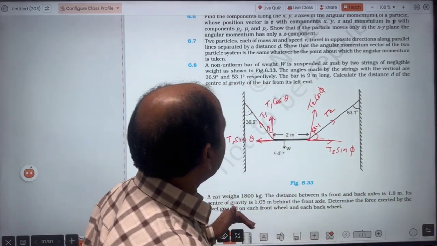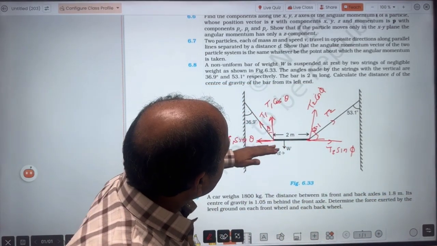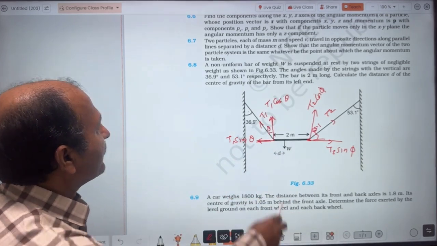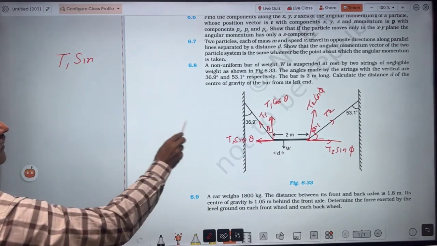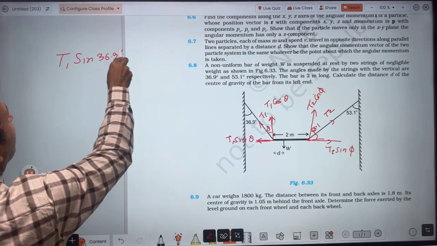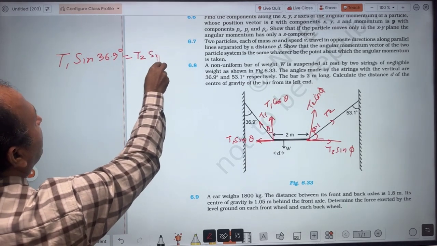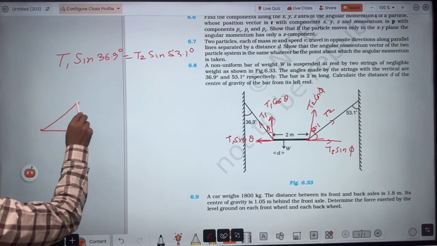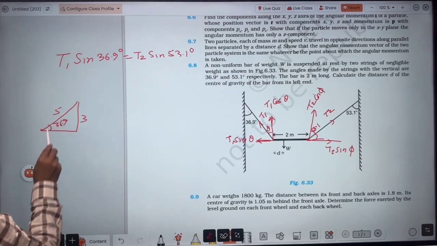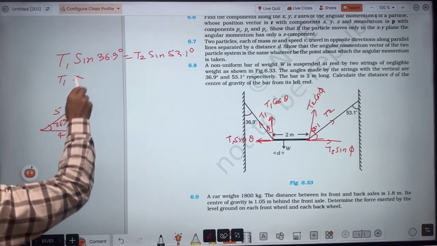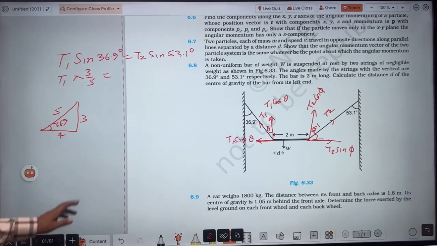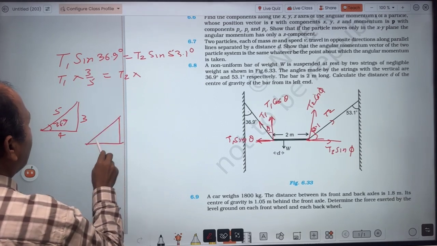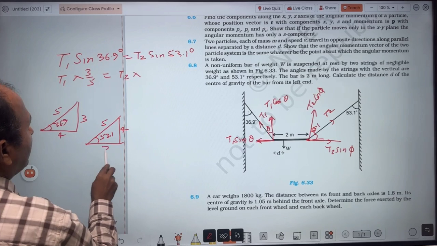So what do you observe? If this rod is not moving, meaning there is translational equilibrium, then T1 sin theta must be equal to T2 sin phi. This is the first condition. T1 sin theta, where theta is 36.9 degree, must be equal to T2 sin 53.1 degree. Now, as I told you, if you take 36.9, then this will be 3, this will be 5, this will be 4. So this will become T1 into sin, that is 3 by 5, equals T2 into sin 53.1, which will be 4, this will be 5, this will be 3, so 4 by 5.